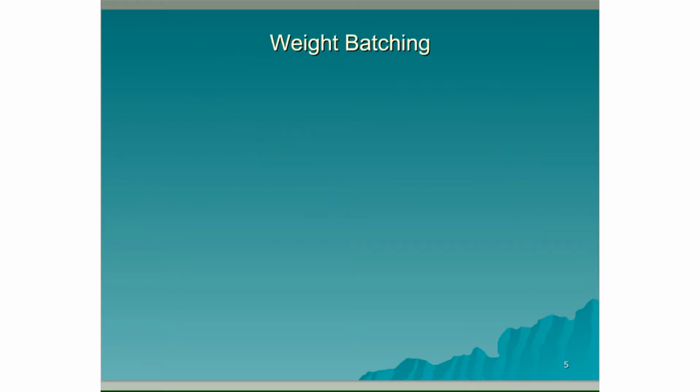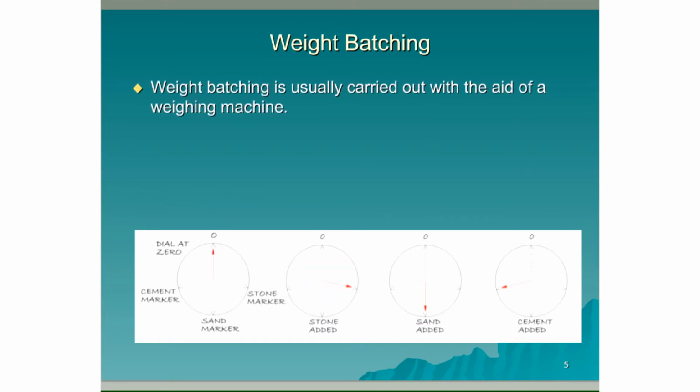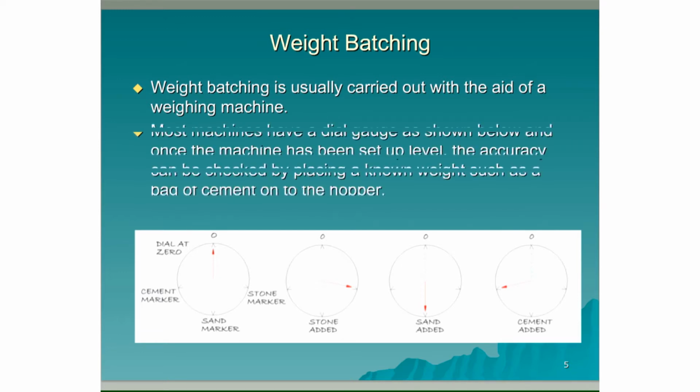Weight batching. Weight batching is usually carried out with the aid of a weighing machine. Most machines have a dial gauge as shown below, and once the machine has been set up level, the accuracy can be checked by placing a known weight such as a bag of cement on the hopper.